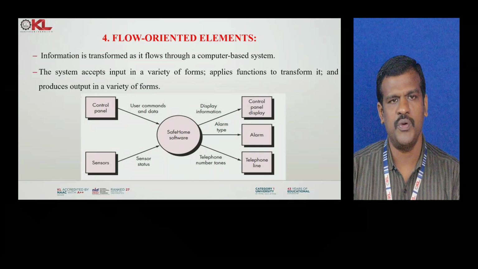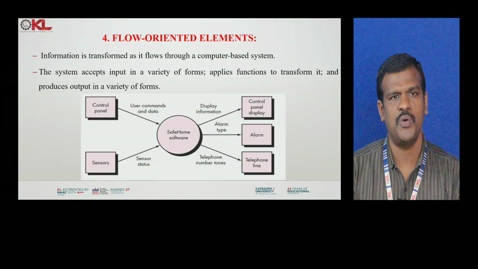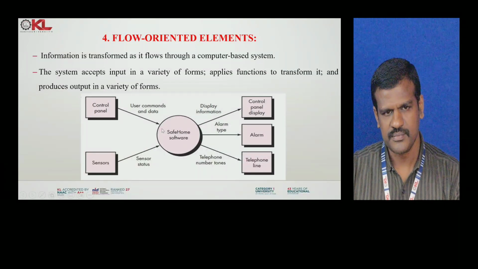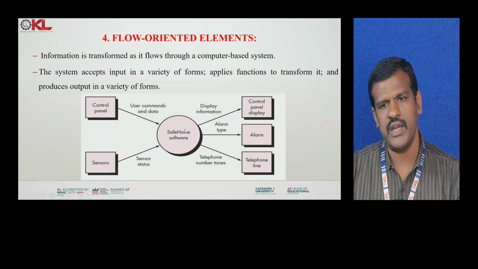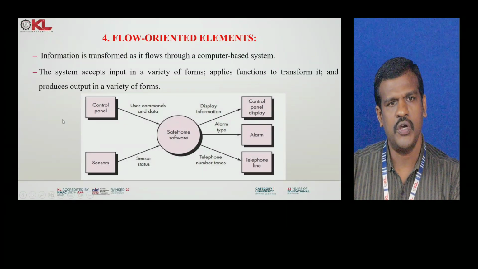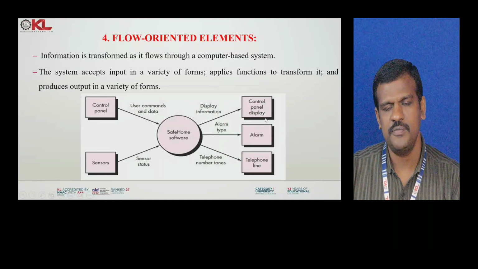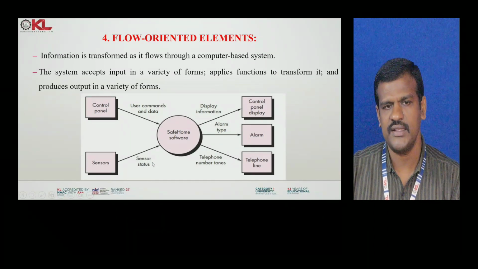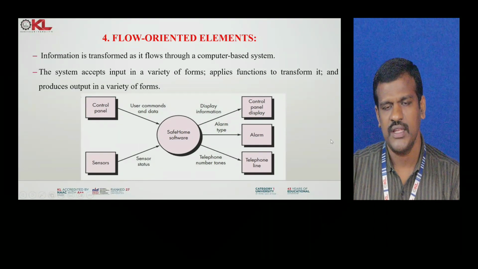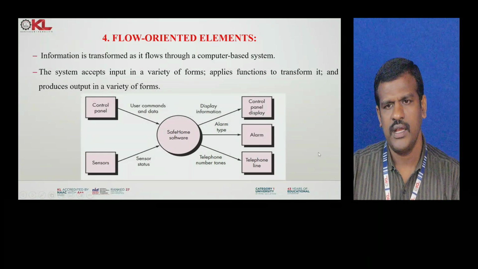The system accepts input in a variety of forms, applies functions to transform it and produces output in a variety of forms. For example, in this diagram, the safe home software. Let us consider we are developing the safe home software. Here there are various kinds of components: control panel, sensor, control panel display, alarm, display line. Maybe the control panel is used for user commands, and the sensor is used to sense states. This is part of identifying the requirements.